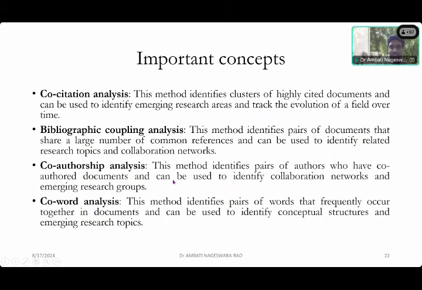Co-authorship analysis: this method identifies the pairs of authors who have co-authored documents and can be used to identify collaboration networks, country-wise, university-wise. One can see the collaboration networks. Co-word analysis, that I mentioned already: one can see, based on the concepts or themes coming from the title, author keywords, abstract point of view, you can come up with conceptual structures. Okay.